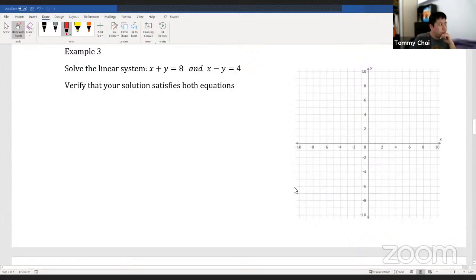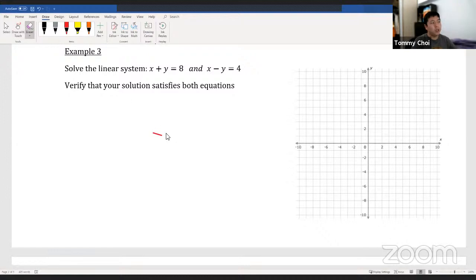Example 3. Solve the linear system. Verify that your solution satisfies both equations. So this one here, we have x plus y equals 8, x minus y equals 4. We're going to try graphing this using our x and y intercepts instead. Let's say you don't want to rearrange this for y equals mx plus b, you hate rearranging your equation. You're just going to solve for it. All right, absolutely. Let's solve for it.